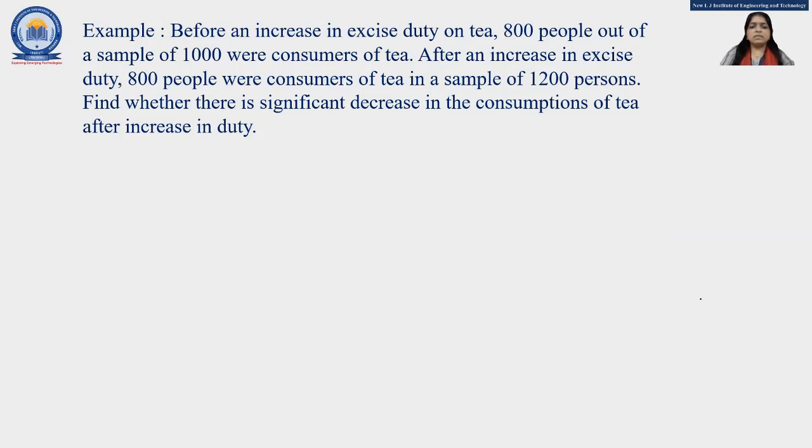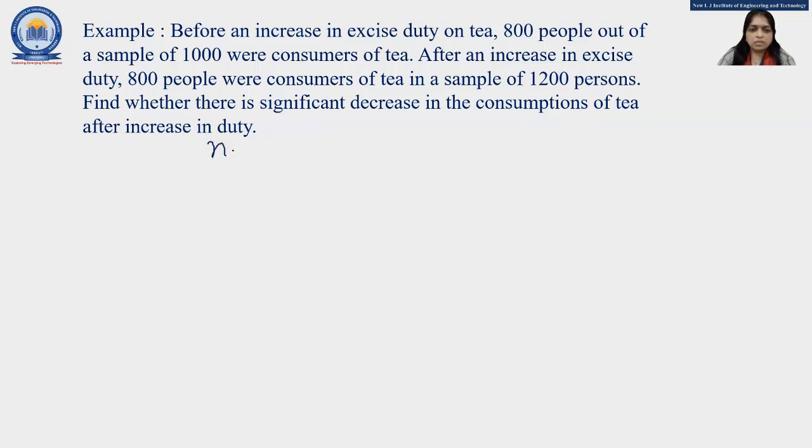Okay, let's move for one more example, students. Before an increase in excise duty on tea, 800 people out of a sample of 1,000 were consumers of tea. After an increase in excise duty, 800 people were consumers of tea in a sample of 1,200 persons. Find whether there is a significant decrease in the consumption of tea after increase in duty. From the given data, there are two samples: before increase in excise duty, the consumers of tea, and after increase in excise duty, the consumers of tea.